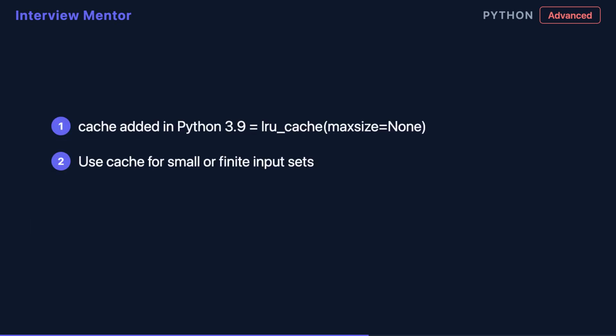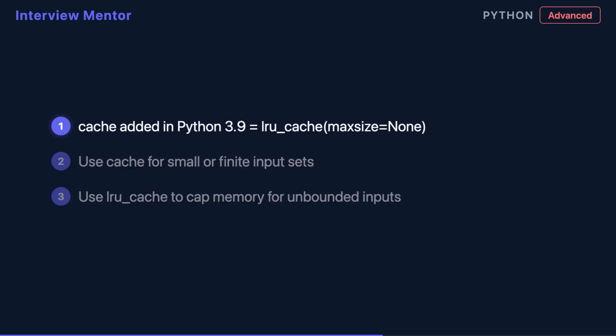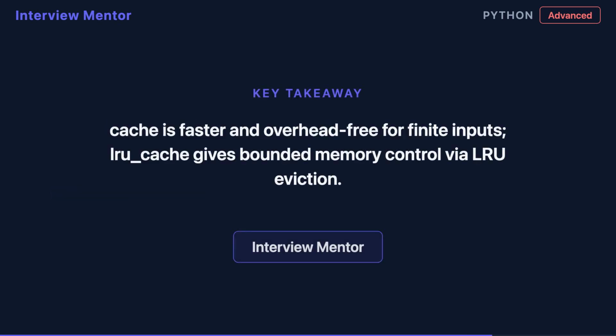So cache isn't just simpler, it's also more performant for the right use case. Cache was added in Python 3.9 as shorthand for lru_cache with max size set to None. The guidance is straightforward. Use cache when your function's inputs come from a bounded set, like constants or enum values. Use lru_cache when inputs could be arbitrary and you need to control memory usage with a hard cap. Cache is faster and simpler for finite inputs. lru_cache gives you memory control for everything else.